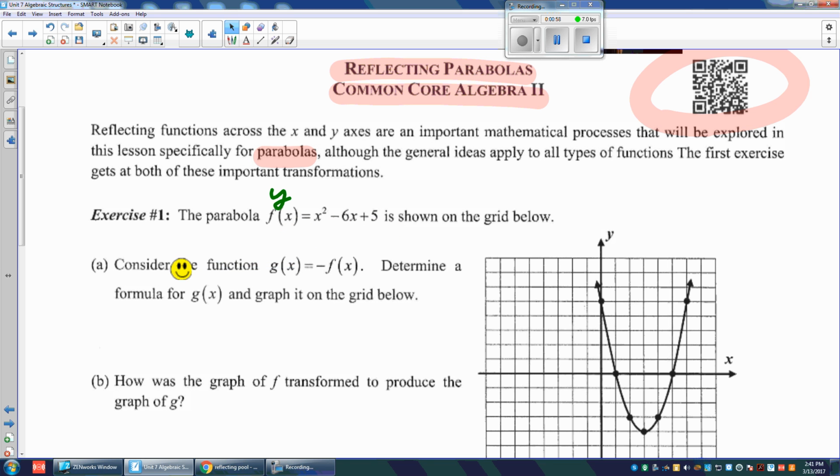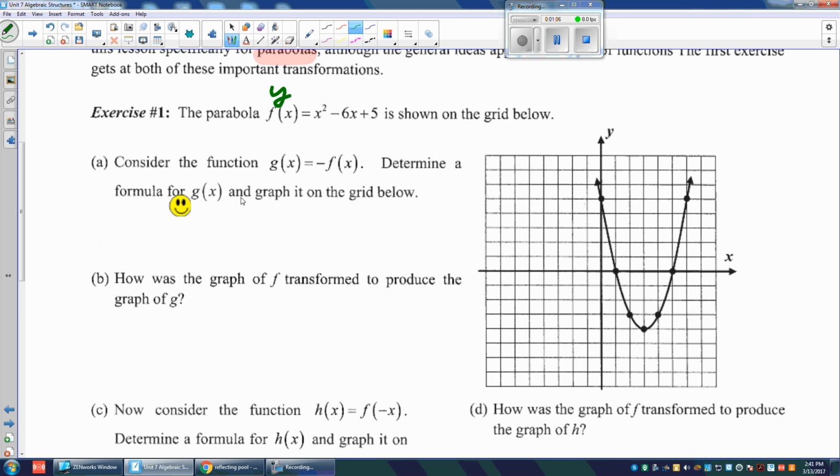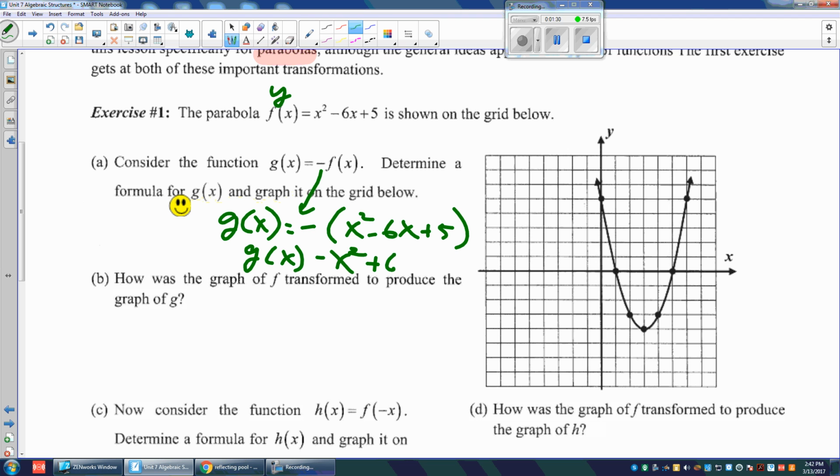Now, we're going to consider the function g of x, which is the negative of f of x. Determine a formula for g of x. Well, that seems pretty straightforward. I do exactly what it tells me to. I put a negative sign in front of f of x, x squared minus 6x plus 5. Now let's distribute that through. Negative x squared plus 6x minus 5. There is the formula.